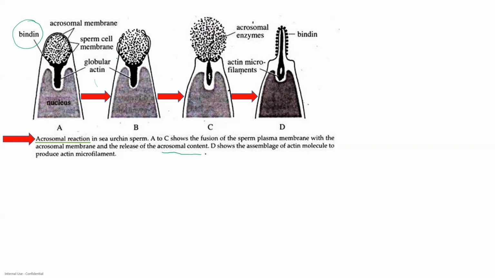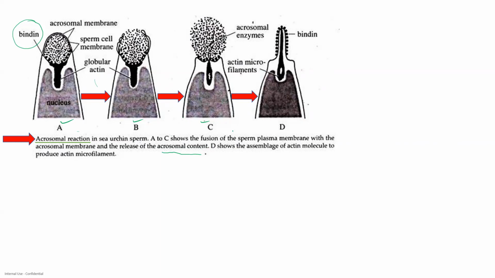Fine. Next, what you see here, in this one, A, B, and C, you get to see the fusion of sperm plasma membrane with the acrosomal membrane and the release of the acrosomal content. Acrosomal content means what? As I just now told you, acrosomal enzymes, which are proteolytic in nature, and these will digest the jelly part of the egg surface. Clear?